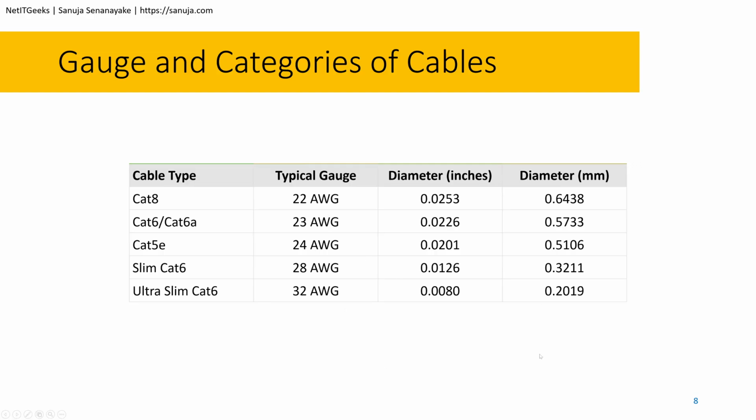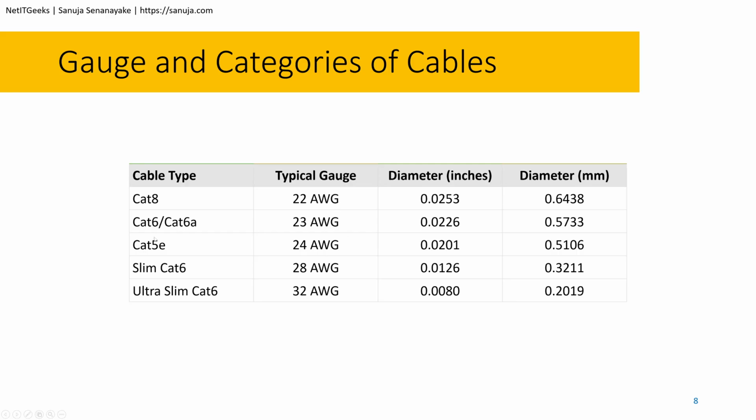So does this have an impact on your data transmission? Yes, it does. How do I know this? Simply by looking at it, you can see the Cat 8 cable has a 22 gauge compared to Cat 5e, which has a 24 gauge. That means by going from 22 to 24, you basically reduce the diameter and hence reduce that capability.